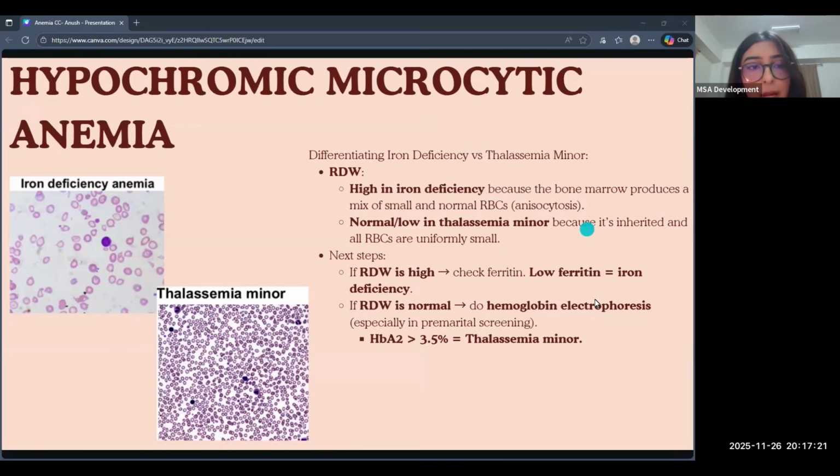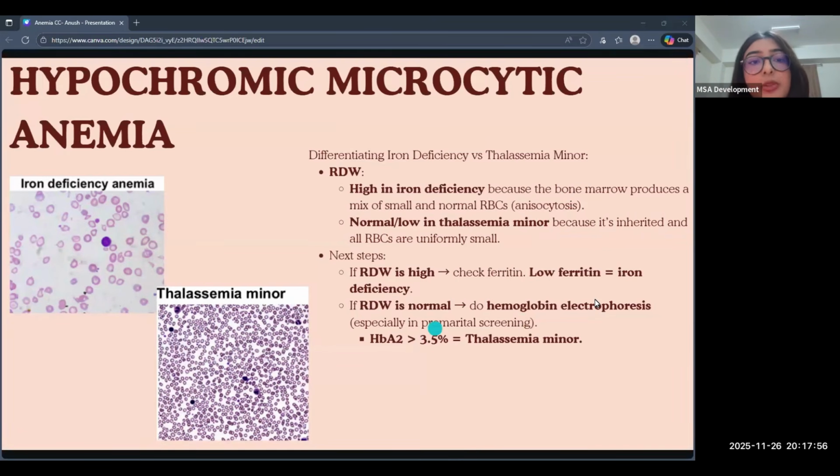And then let's talk about thalassemia minor. In thalassemia minor, RDW will be normal or low. Why? Because it's inherited and all RBCs are uniformly small, which means it's an inherited genetic condition. So from the get-go, all of them are going to be small. Now, what do you do after the RDW? You check ferritin. Why? Because if ferritin is low, we can confirm iron deficiency anemia. By now we know that ferritin is a storage form of iron, which is very important to remember.